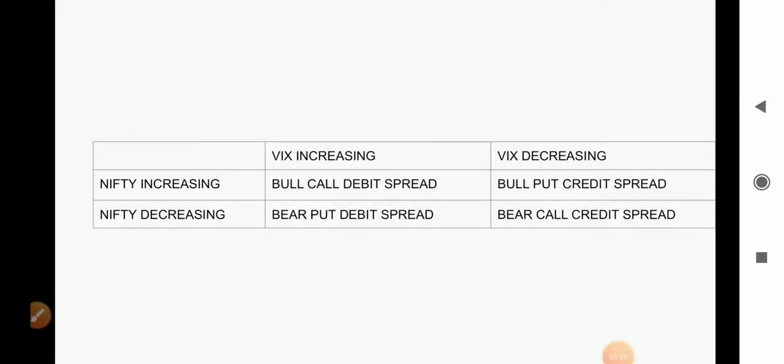This video I am preparing for educational purpose only. Here I have prepared one grid. Here NIFTY trend, VIX trend we can see here. With the help of NIFTY and VIX trends, we can make option strategies, especially vertical.